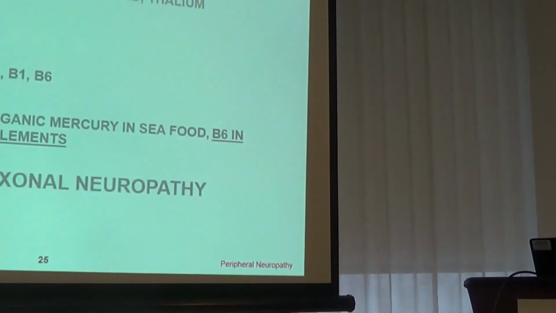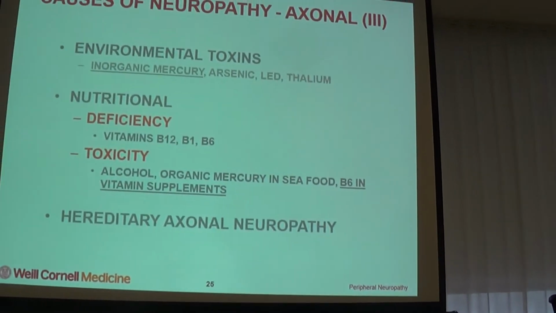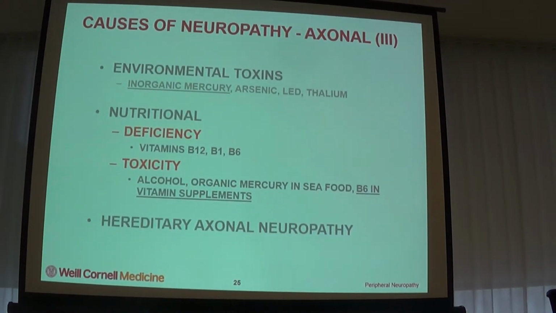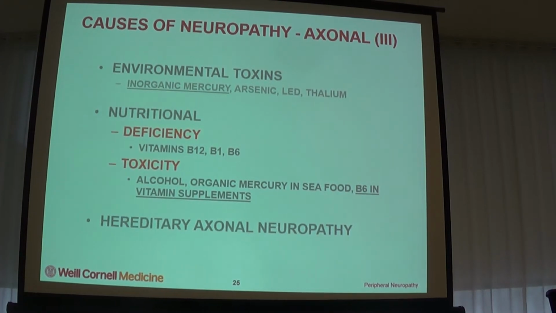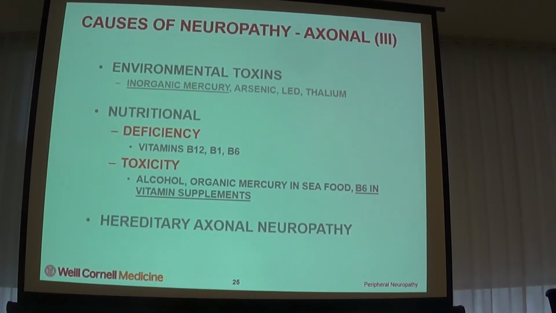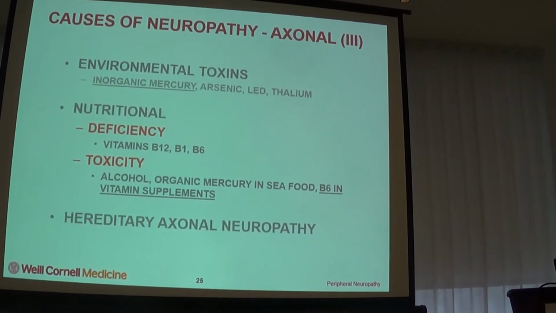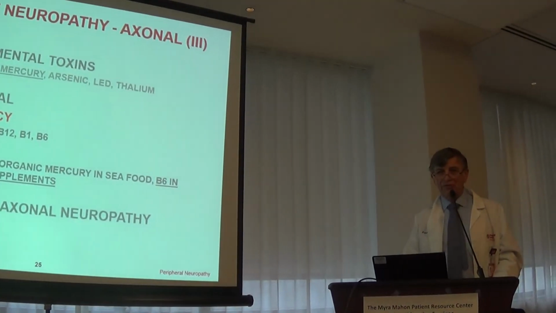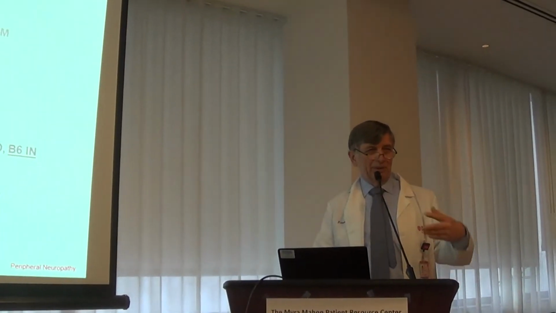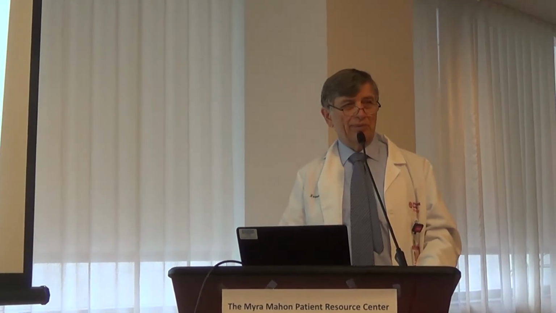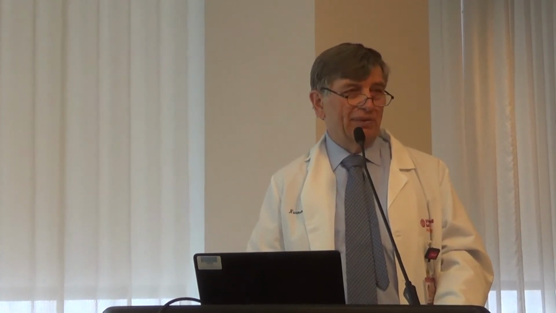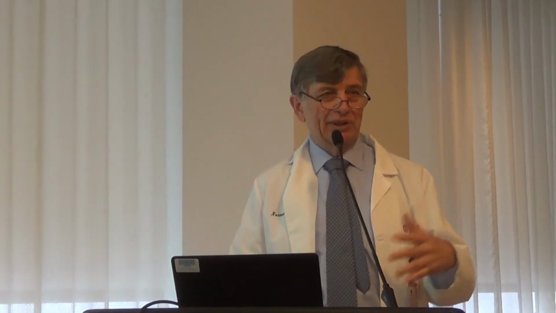There are certain environmental toxins which cause it. The most common one is mercury. Turns out that mercury in seafood, where it's converted to organic mercury, is actually much more toxic than elemental mercury, which is found in mining. And I would say about 5 to 10% of the people that we see here for neuropathy, most commonly small fiber neuropathy, have highly elevated mercury levels in their blood from excessive eating of seafood, sushi, things like that.